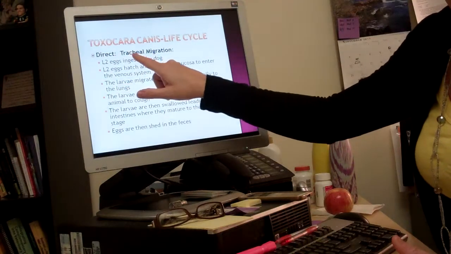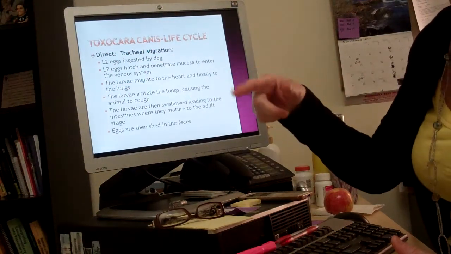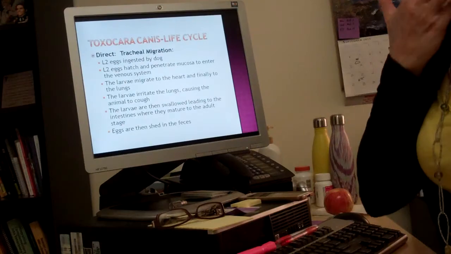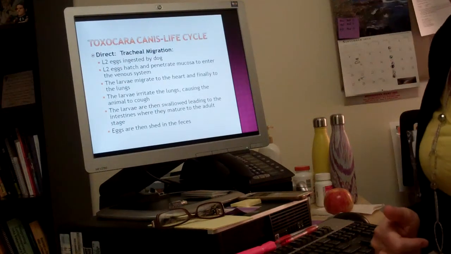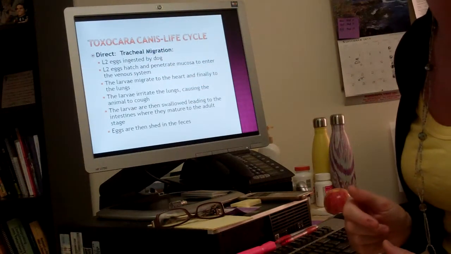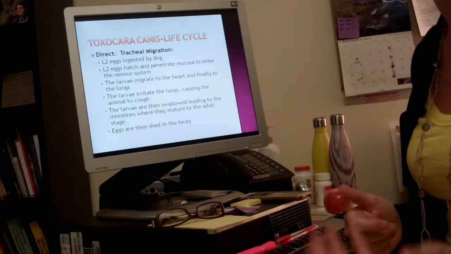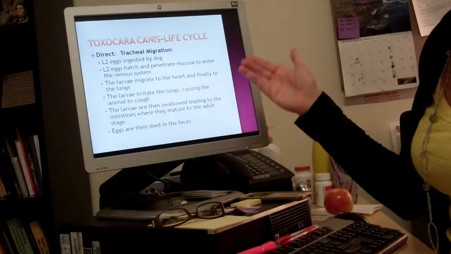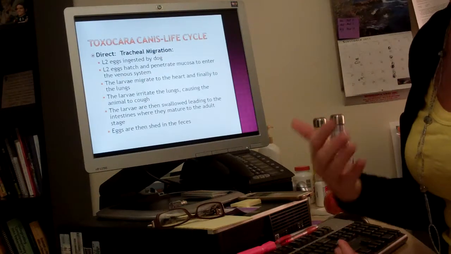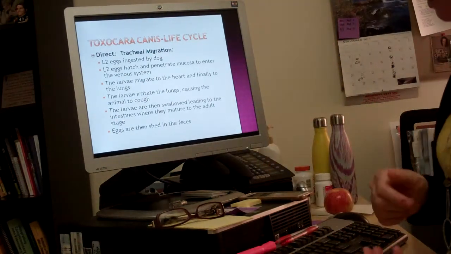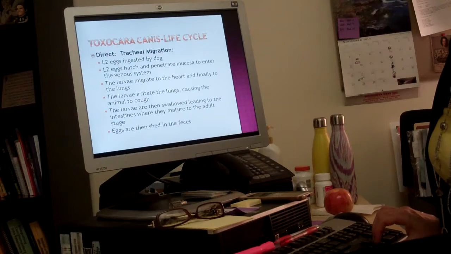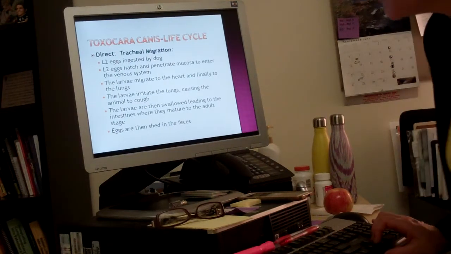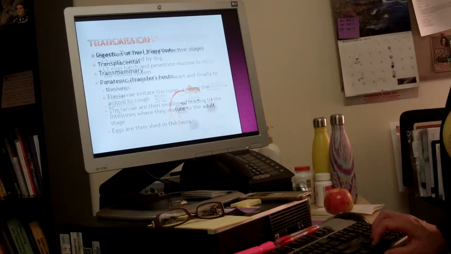Again, this migration of the larva, eventually coming up into the trachea to be swallowed again, is known as tracheal migration. And if Phoebe were infected with roundworms today, this is the process. This is the direct life cycle and the migration of the parasite through the body to eventually become an adult. Very complex. You just need to know that it's a direct life cycle of all roundworms.